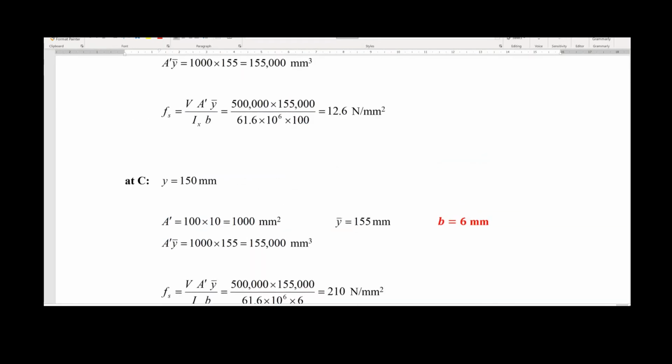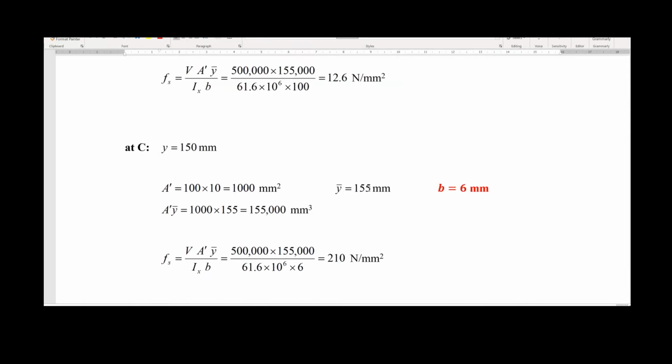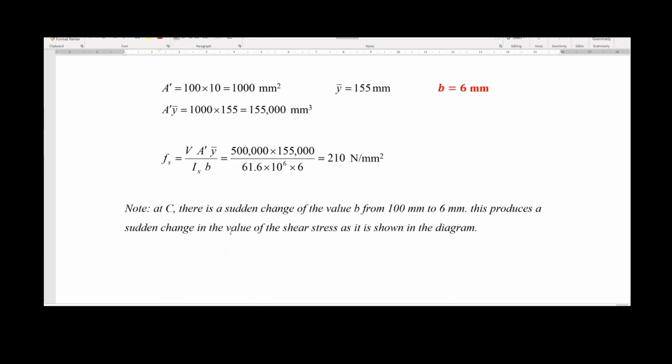But because the change is sudden and considerable, the value of the shear stress changed a lot. So from 12.6, we go to 210 Newton per square millimeters. So you see that the effect of this change in B is considerable in our distribution of shear stresses. There is a note in here because this is the key. So at C, there is a sudden change of the value of B from 100 to 6 millimeters. This produces a sudden change in the value of the shear stress as it's shown in the diagram.